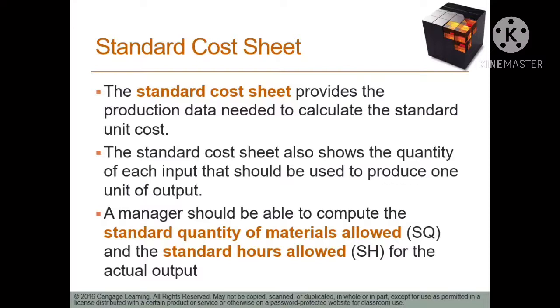Standard cost sheet. The standard cost sheet provides the production data needed to calculate the standard unit cost. The standard unit cost sheet also shows the quantity of each input that should be used to produce one unit of output. A manager should be able to compute the standard quantity of material allowed and the standard hours allowed for the actual output.